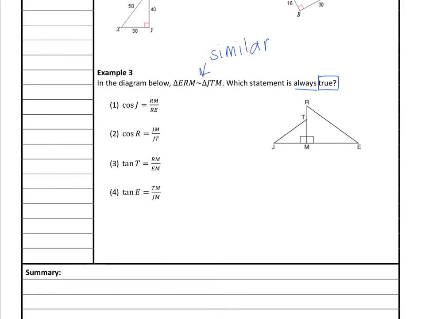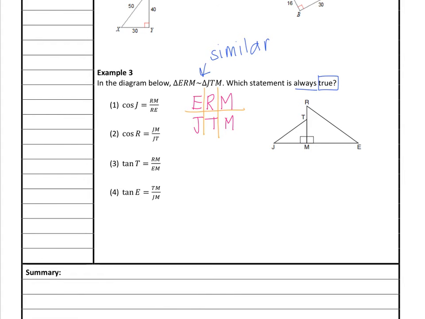So the first thing I'm going to do, like we have been doing for 2 units now, is I'm going to stack my letters here. So I'm going to have ERM, and then I'm going to put JTM, just so it's clear to me which letter goes with which letter in the corresponding triangle. So Miss Griffin and I always recommend doing that first.